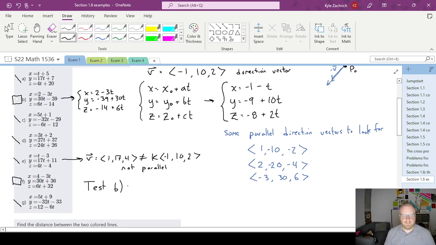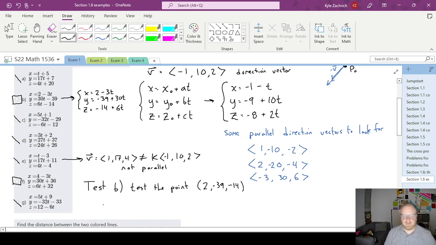So what that means is we're going to be testing the point. Really what we're after is we know that the direction vector is good. We just want to test (2, -39, -14). All right, see if that works out.